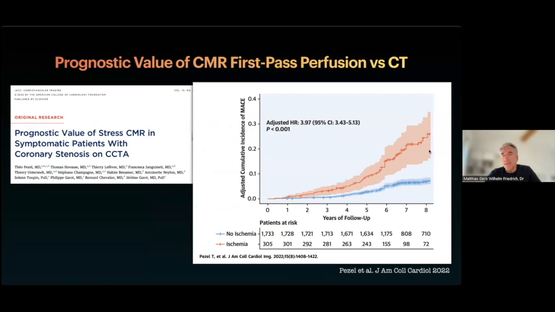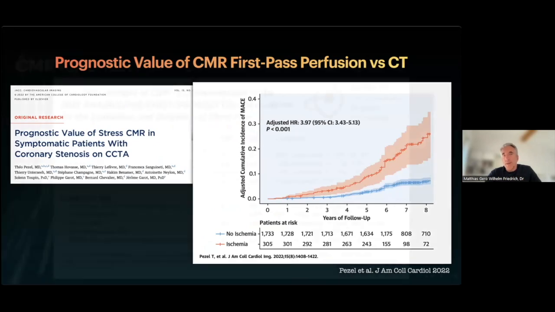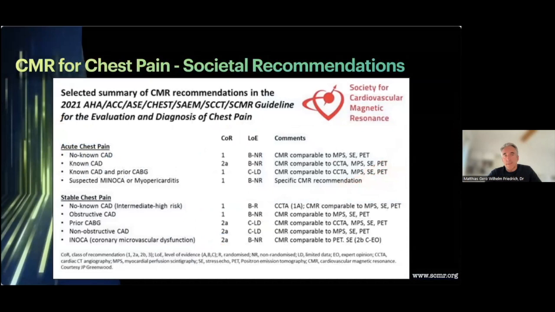It is clearly a very important prognostic marker as well. So based on all that, the summary of the CMR recommendations in a multi-societal guideline is as follows. In patients with acute chest pain, no known coronary artery disease, CMR is comparable to other tests, and it is also the same in known coronary artery disease, including former bypass.